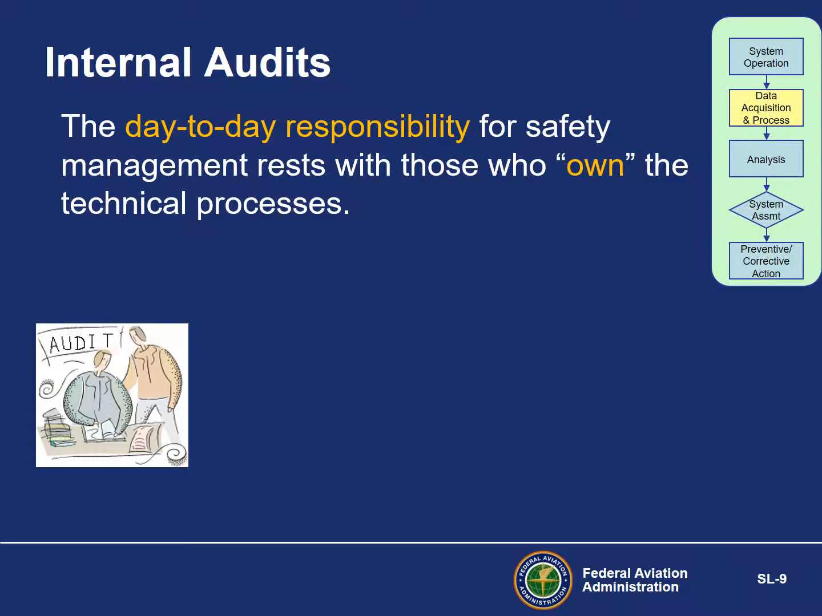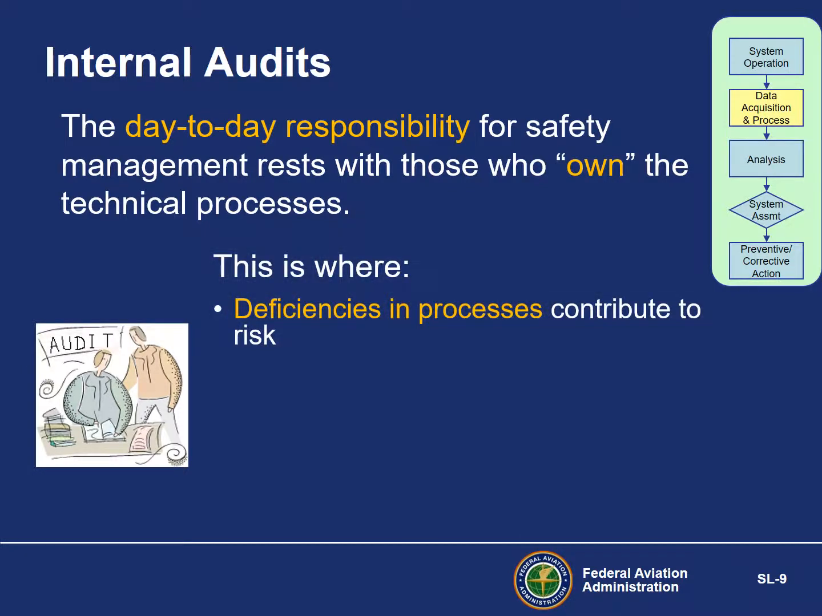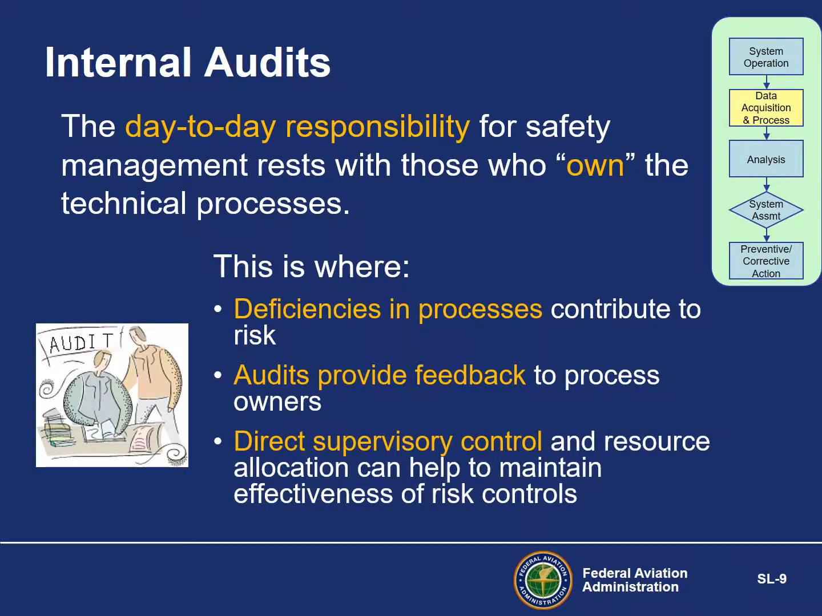The primary responsibility for internal audits rests with line managers of operating departments, with those who own those technical processes. This is where hazards are encountered most directly and where deficiencies in processes contribute to risk, where audits provide direct, detailed feedback to the process owner, and where direct supervisory control and resource allocation can mitigate the risk to acceptable levels.